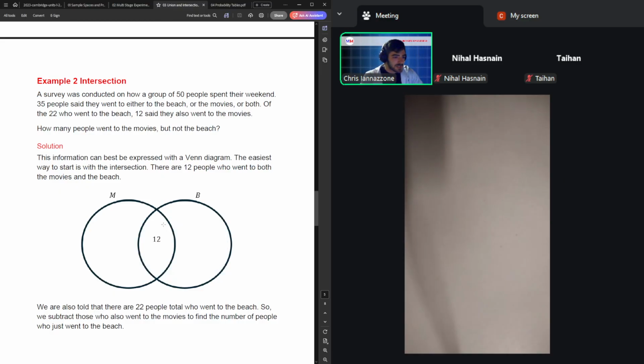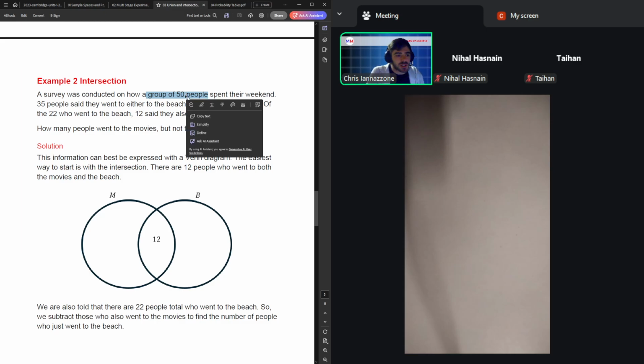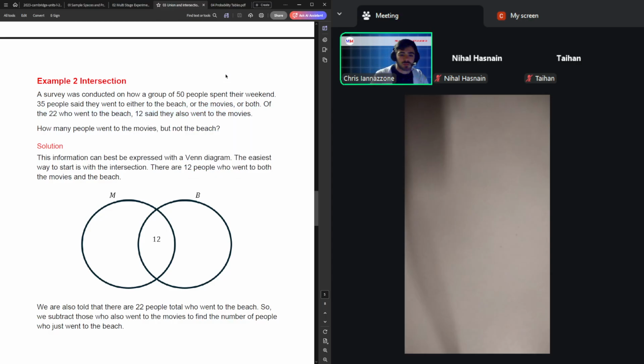As for how you start filling it out, typically it's easiest to start with the most specific information and then work your way out. What I mean by that is, a group of 50 people is kind of just a group of 50 people, whereas this 12 here is people who went to the beach and also the movies. It's got the most attached to it. It's the intersection. You start with the thing that is most honed in and specific. Then from there you sort of unwrap outwards.